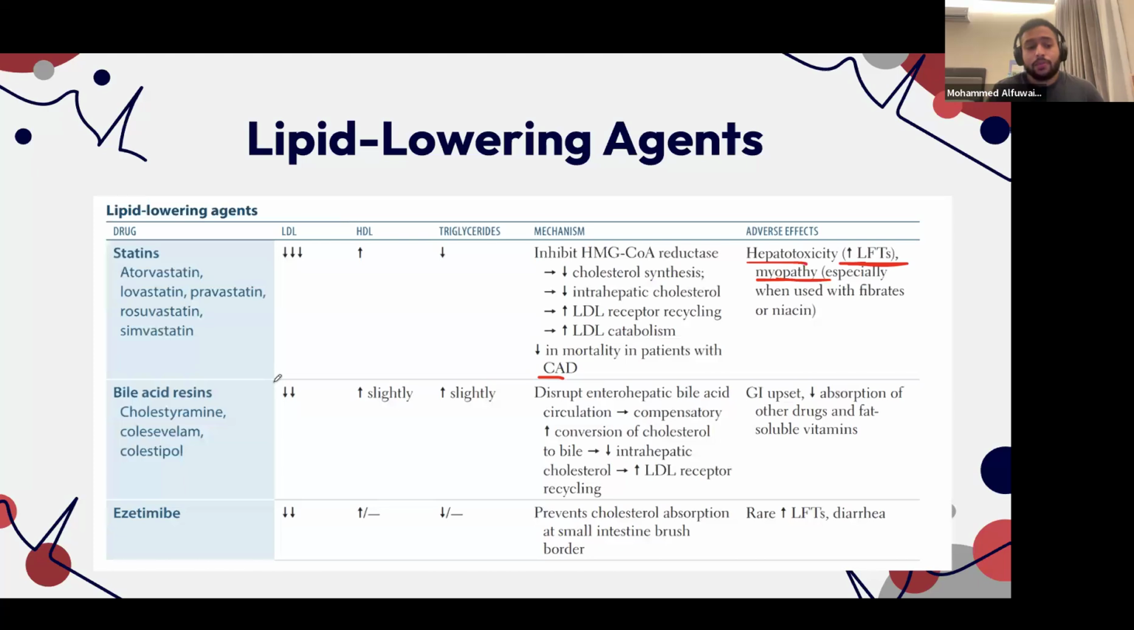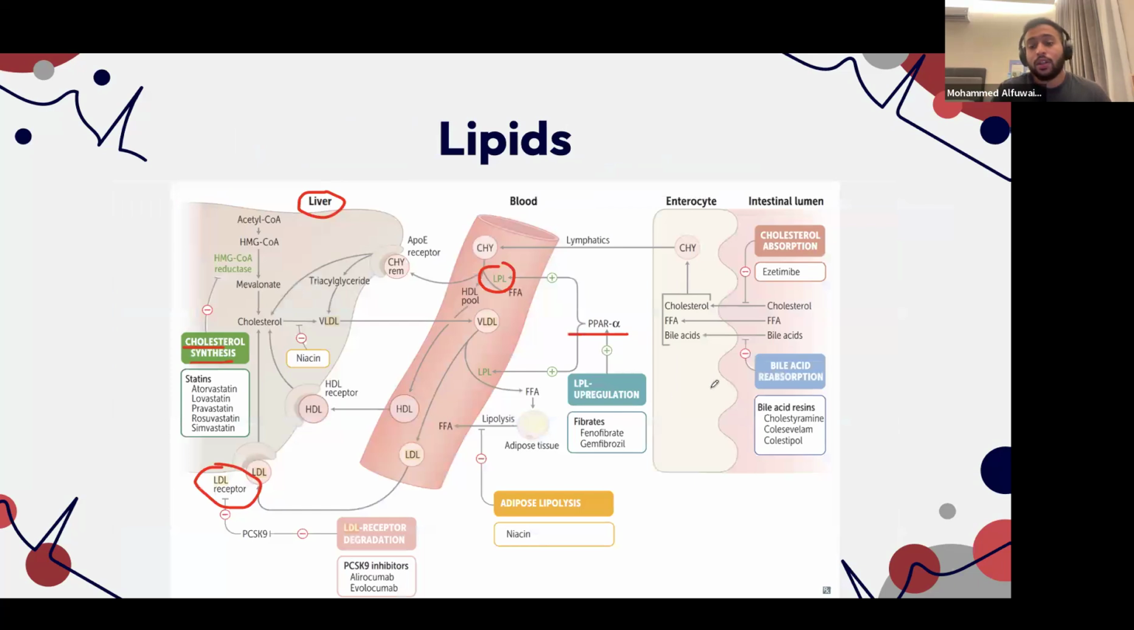Now, something else, as I mentioned, is at the level of the GI, these two medications. Number one is bile acid resins. What are bile acid resins? What does bile do anyways? Bile allows you to absorb lipids from the GI into the bloodstream, to be carried by chylomicrons. Bile goes all the way to the terminal ileum, and at the terminal ileum it gets reabsorbed back to the liver. This is what we call enterohepatic circulation.